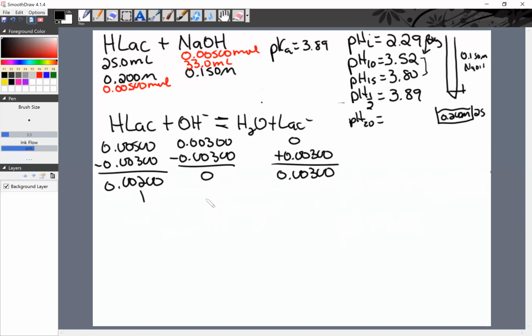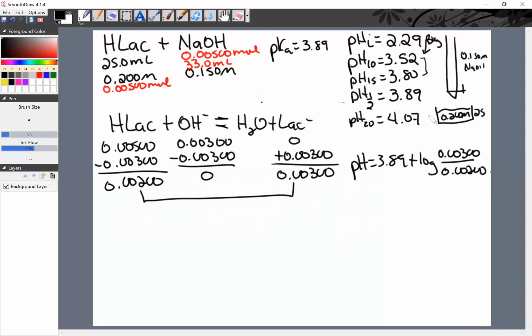Oh, look, I'm still buffered, but I knew that because I've added 20 when I know I have to put in 33. So my pH is, somebody plug and chug, 4.07. Yeah, my little buffer is doing pretty good. It's not changing by much. All right, let's do the pH at 30 milliliters and then at the end point.